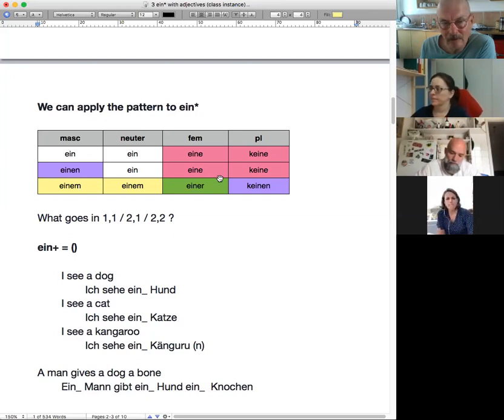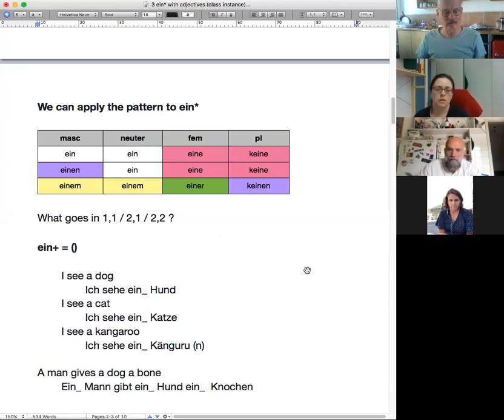If I filled it in, I'd fill it in like this, but notice these ones. They're not eine, they're keine, because there's no plural of a. But we're going to need that anyway, so for completeness' sake, we make this into keine, but it's still the same pattern. Ein plus are the decorated ones. Ein star is all of them.